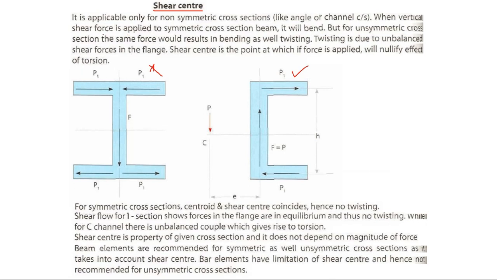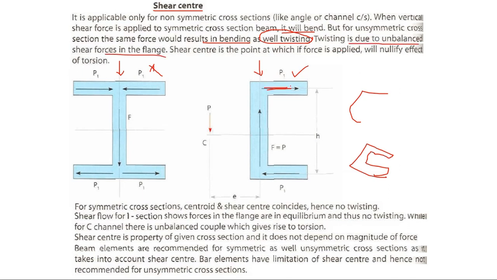When a vertical shear force is applied to a symmetric cross-section, it will bend only. But if you apply the same force to a non-symmetric cross-section, it will result in bending as well as twisting. It will bend and at the same time twist, so it will come like this. The C section will twist as well as bend, but the I section will bend only. And the twisting is due to unbalanced shear forces in the flange.